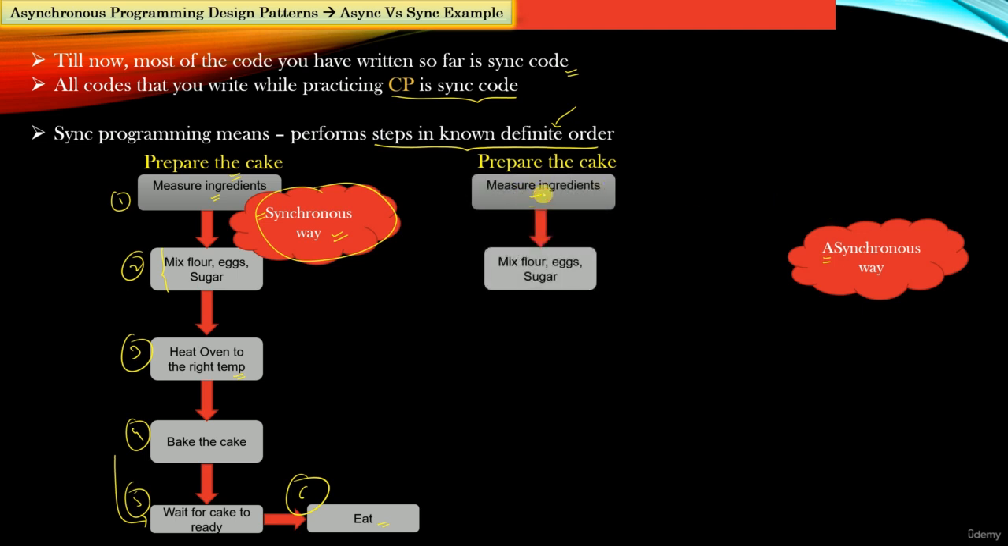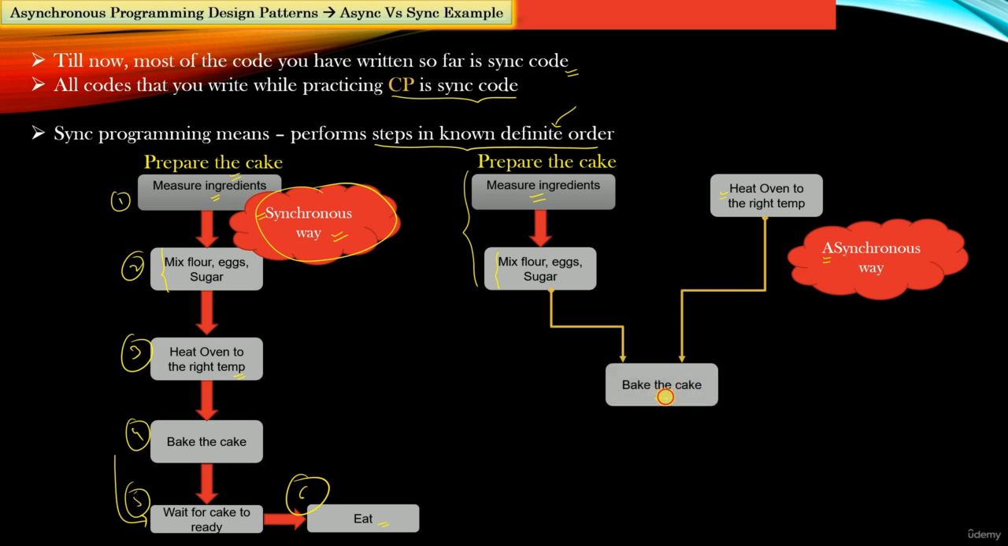So of course you will mix the ingredients with each other in the required proportion as usual. But while you are mixing the ingredients, it is possible that you heat the oven to the right temperature in parallel. And once the oven is heated up to the right temperature, you would start baking the cake. So you can see that these steps on the left hand side and heating the oven to the right temperature on the right hand side can be done in parallel.